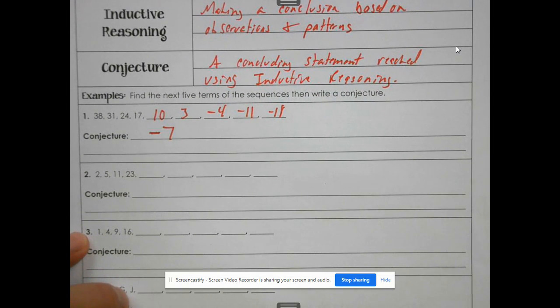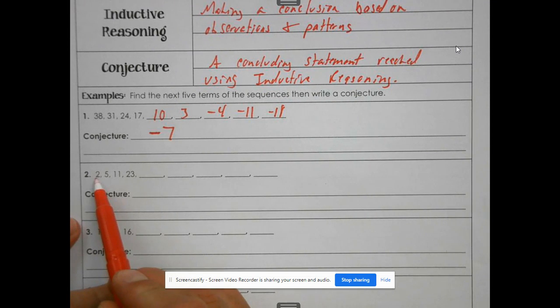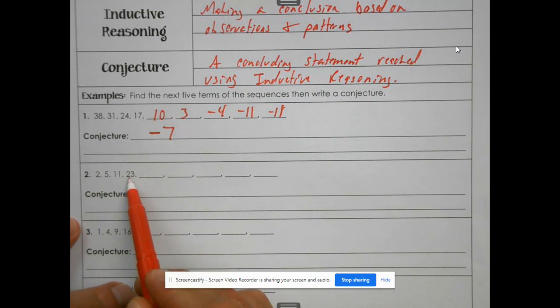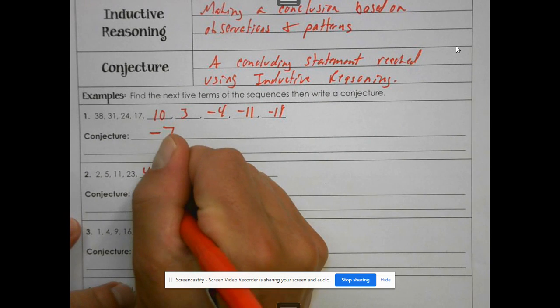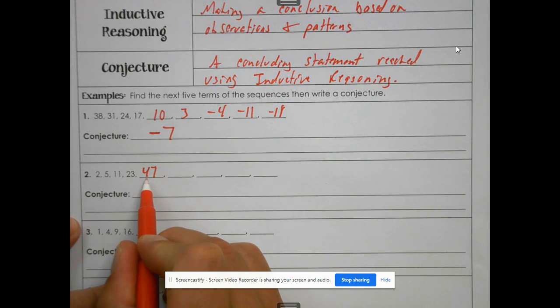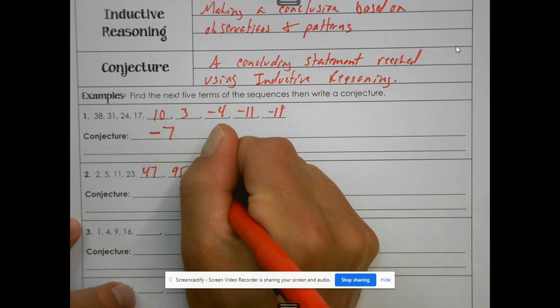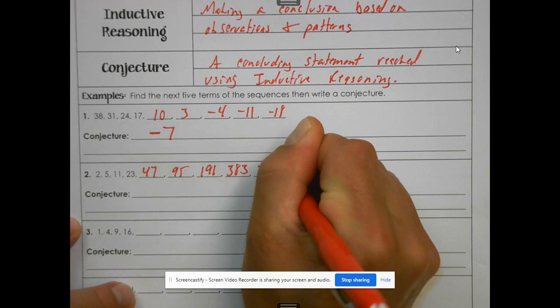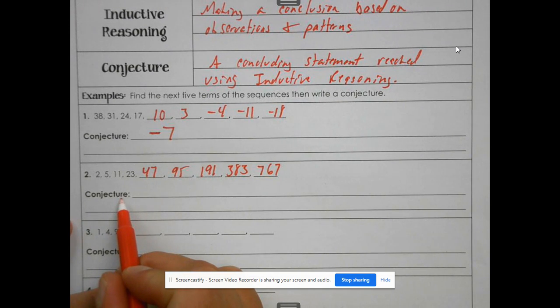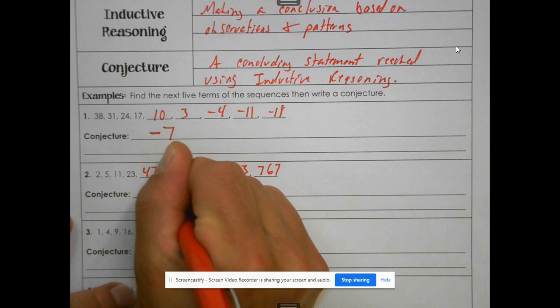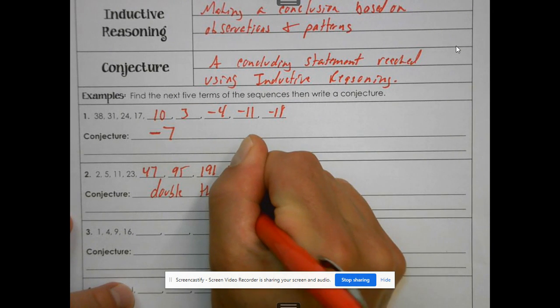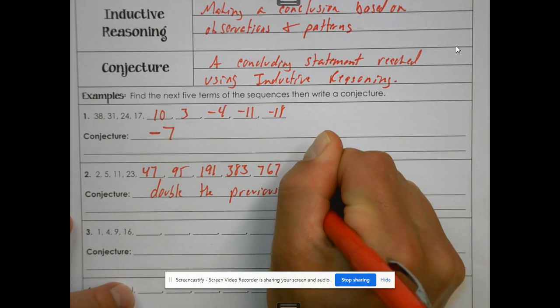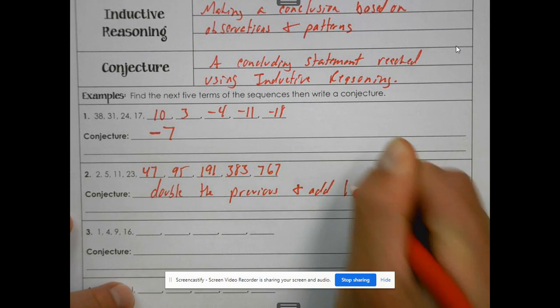Next one, 2, 5, 11, 23. This one's kind of tough, guys. They're doubling the previous number, and then they're adding just 1 to it. So if I double this guy and then add 1, 47. Double this, add 1, 95. And here are the rest of the answers. So our conjecture, double the previous, add 1.